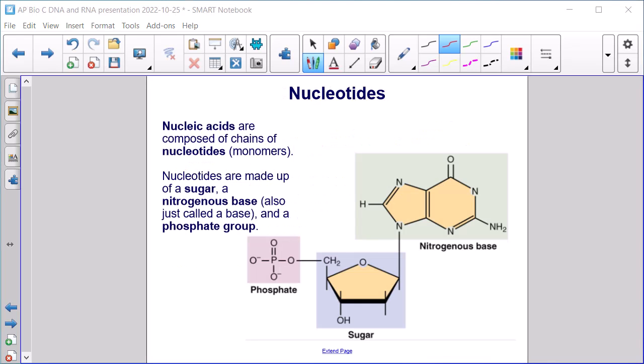Nucleotides. Nucleic acids are composed of chains of nucleotides. So the nucleotide is the monomer. When you put a bunch of those nucleotides together, you build up to the polymer that is the nucleic acid. Nucleotides have three main parts: a sugar, here, a nitrogenous base, also just called a base, and a phosphate group.